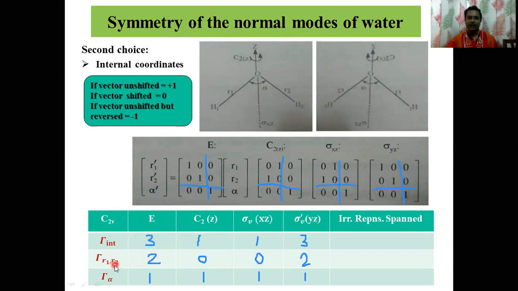And if we split them, R1 and R2, of course, this is going to be 2, and alpha is going to be 1, right? Now, if I do C2 along this axis, then what happened? The structure is here. So R1 converted to R2, R2 comes here, and alpha remains in the same position, right? So therefore, what we can say is that only alpha contributes +1, R1 and R2 contribute 0, right?